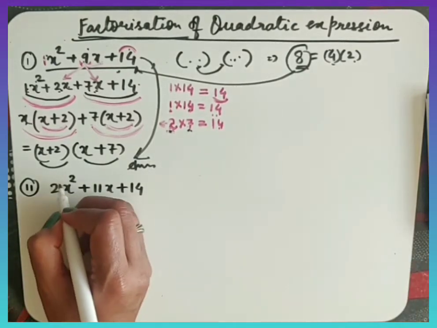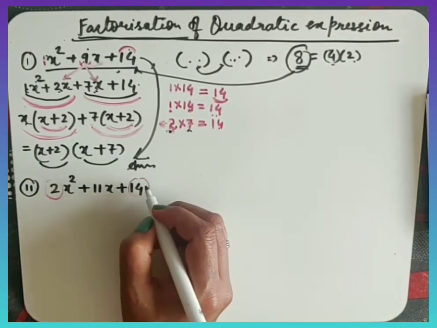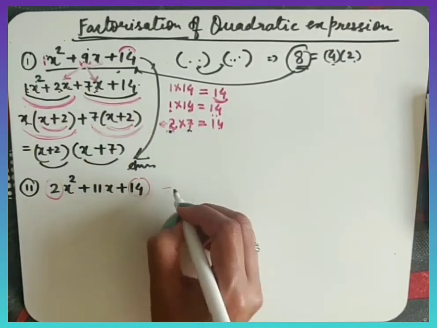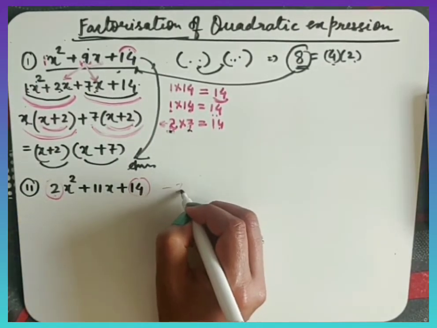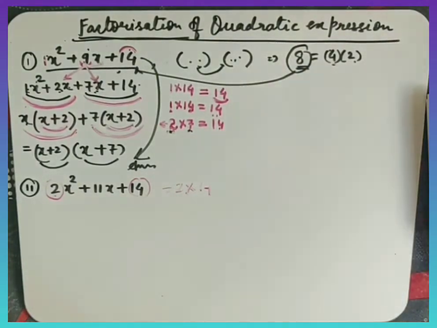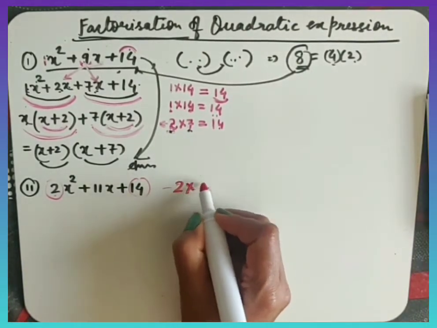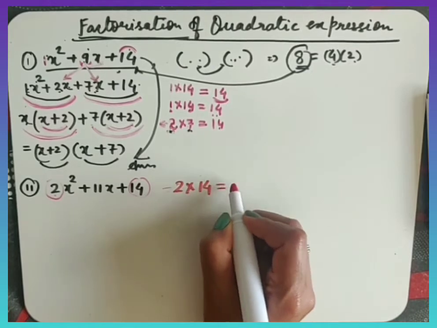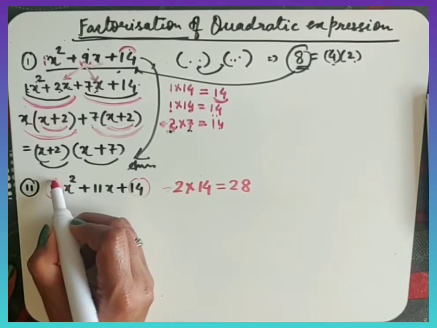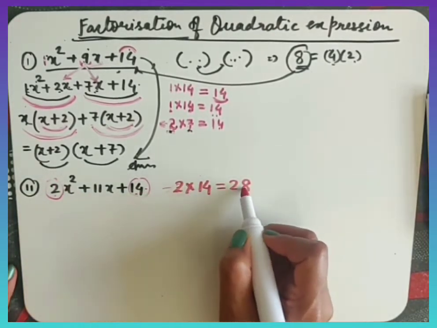Now here the coefficient of x square is 2 and the last term is 14. Same process as what we did here. Write down 2 multiplied by 14, it will give you 28. Always take the coefficient of x square and the last term which has no x term. 2 multiplied by 14 will give you 28.